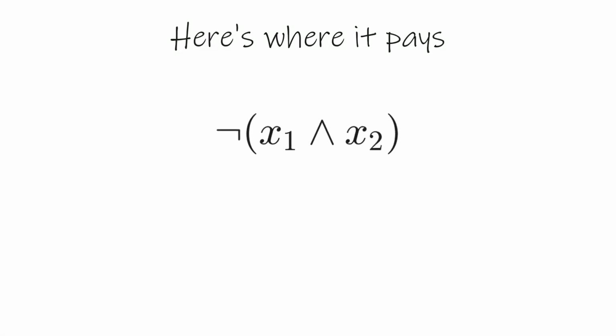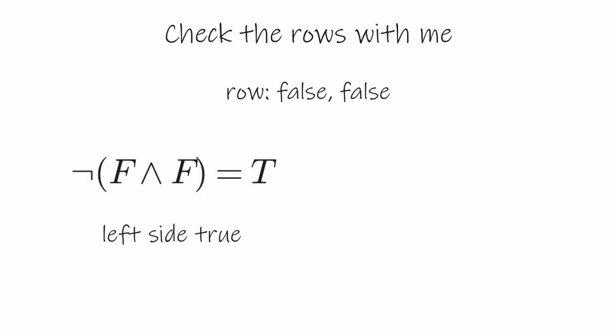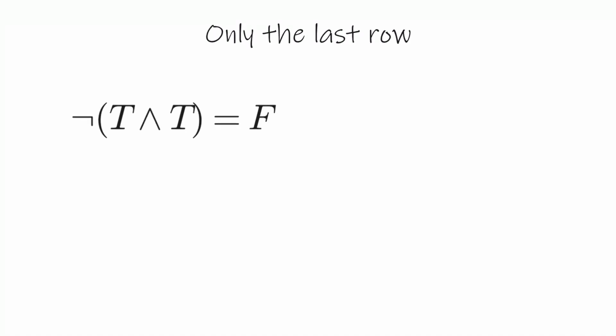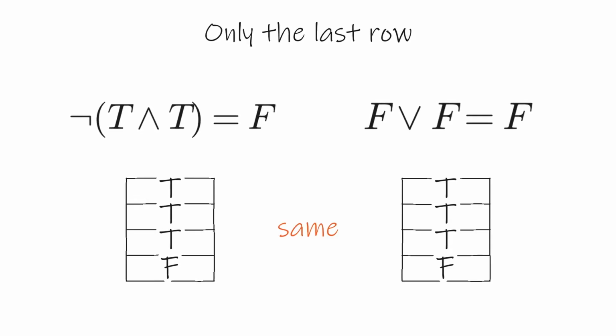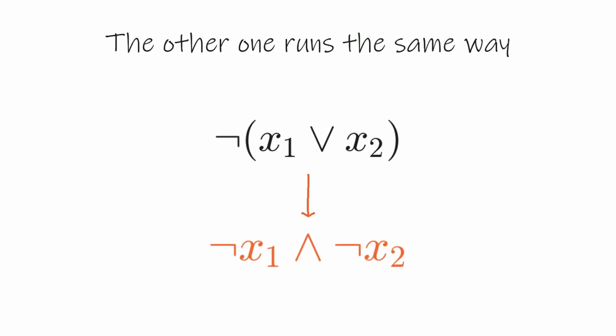Here's where it pays. Take not x1 and x2. De Morgan says that's not x1 or not x2. Check the rows with me. False, false, the and is false, so the left side is true. On the right, true or true. Only the last row makes the and true, so only there does the left go false. On the right, false or false. Same column. The other one runs the same way. Not x1 or x2 is not x1 and not x2.